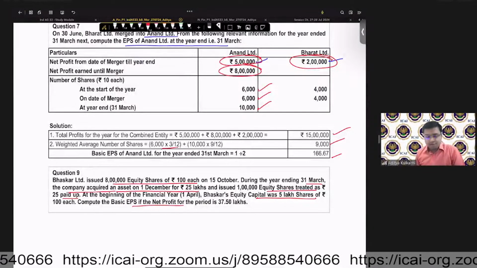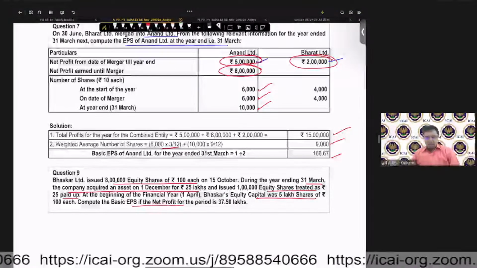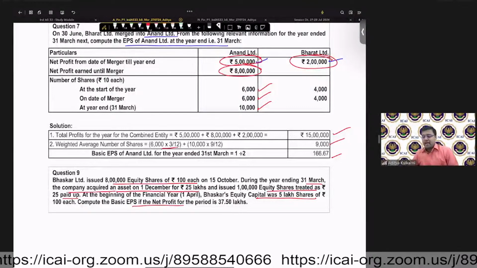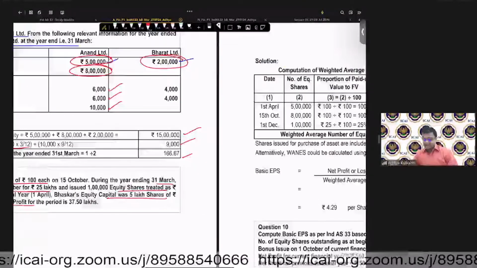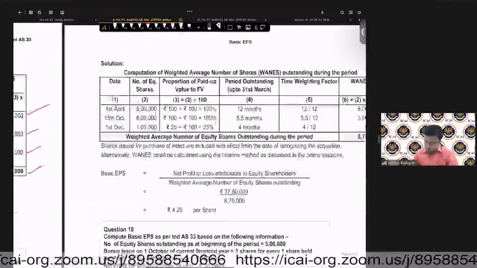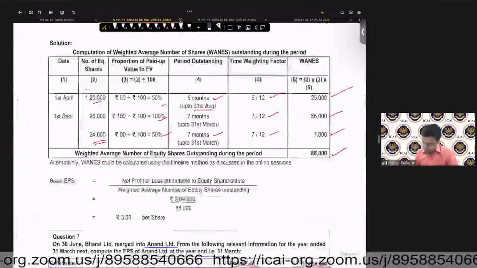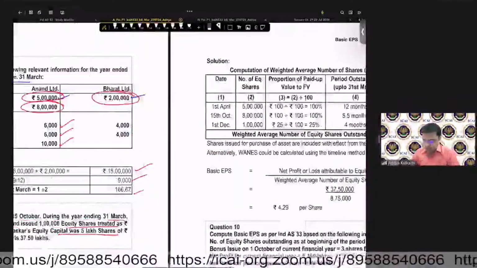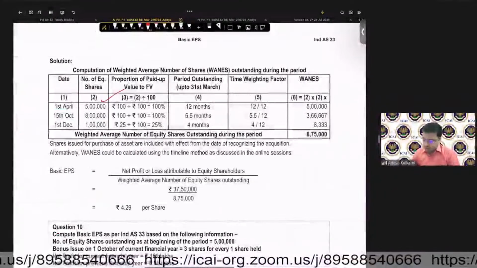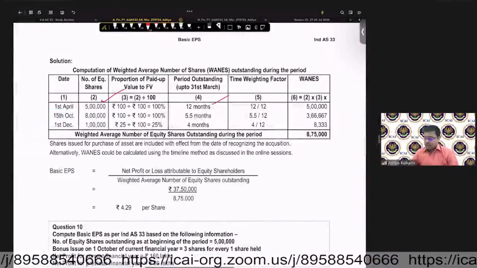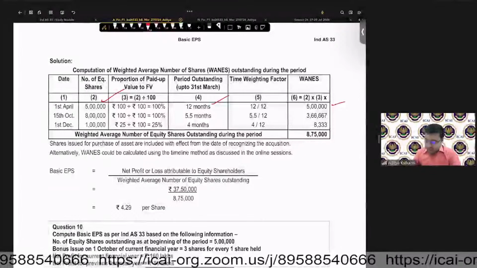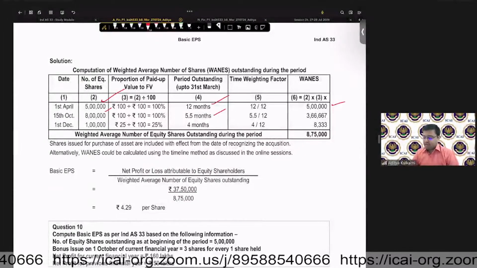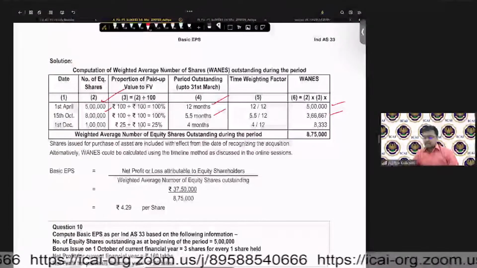So 8 lakh shares of 100 each issued. During the year, it acquired an asset, issued 1 lakh equity shares at par. So let us understand. 5 lakh opening, there for an entire period of 12 months. So 5 lakhs. 3 lakh you issued on October 15th, so this is there for 5.5 months. So 1,66,667.